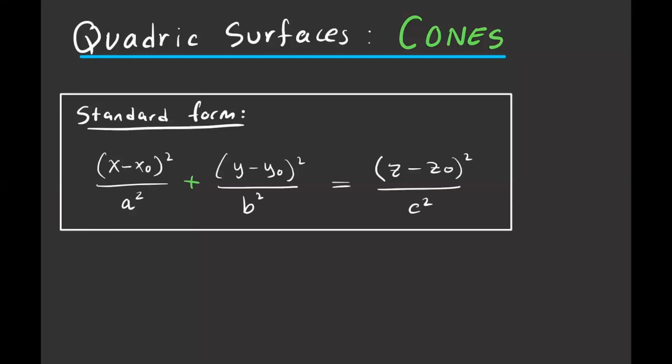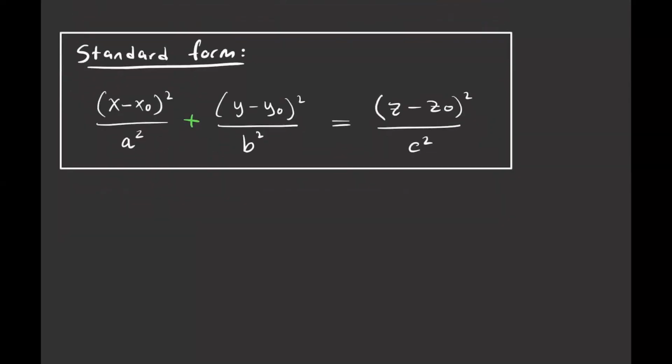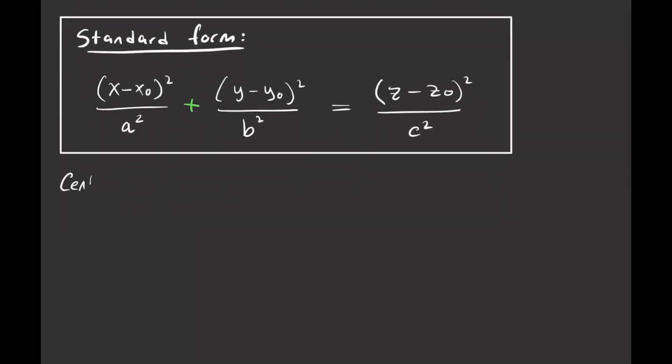Another very fun surface to draw. We have every term squared, and there's a plus sign, and equals one of the variables. In this case, I have it equal to the z variable, which means the cone will be along the z-axis. So again, we'll write down the center for the surface. Our center is going to be x₀, y₀, and z₀.